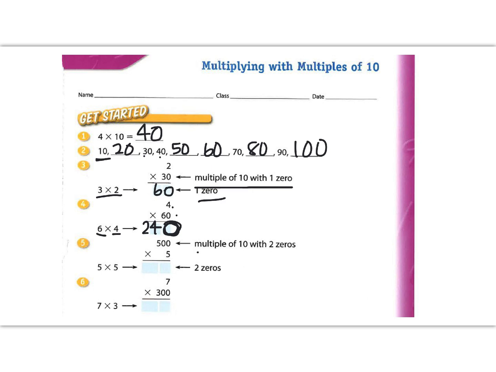Now number 5, we have a multiple of 10 with 2 zeros. So we're going to put 2 zeros down here, and then we're going to do 5 times 5, which is 25. So then we can easily see that 500 times 5 is 2,500. Again, here we have 7 times 300, so we're going to put 2 zeros because we got 2 zeros, and then we do 7 times 3, which is 21. So we write that, and we can see our answer is 2,100.